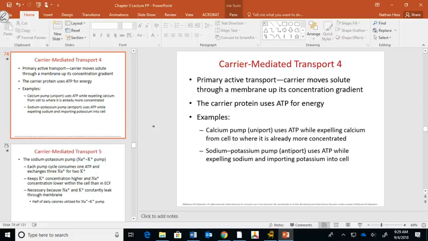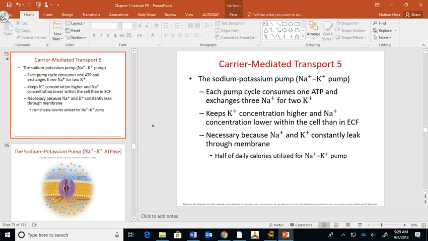And again, an example of this is our calcium pump or the sodium-potassium pump. We're going to spend a moment talking about that because that sodium-potassium pump is a great example of this. Each time this pump cycles, it consumes 1 ATP and it takes 3 sodiums in and 2 potassiums out. It's a matter of keeping the potassium concentration higher and the sodium concentration lower within the cell than it is in the extracellular fluid. And the point behind this is it allows things to happen. It allows nerves to fire. It allows muscles to contract.